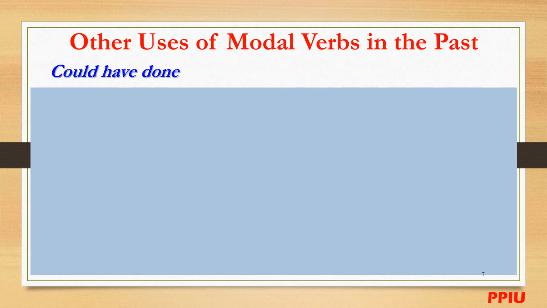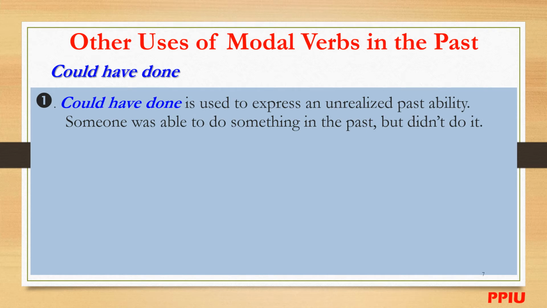Could have done, or could have plus verb 3, you can say. Could have done is used to express an unrealized possibility. Someone was about to do something in the past but didn't do it. You can see what? Possibility. It could have happened in the past, but they did not do it, all right?